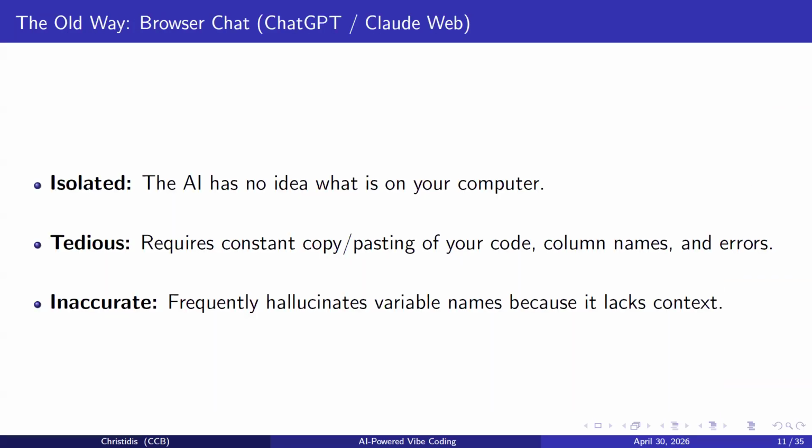And then, yeah, so the old way, which is not super convenient, is using a browser chat. I'm not going to spend too much time on this because it's obvious to everybody here. It's isolated. The AI has no idea what's on your computer. It requires constant copy and pasting of column names, your code, errors. It doesn't have access to the variables or the objects in your environment. And on top of that, it frequently hallucinates variable names because it lacks context.